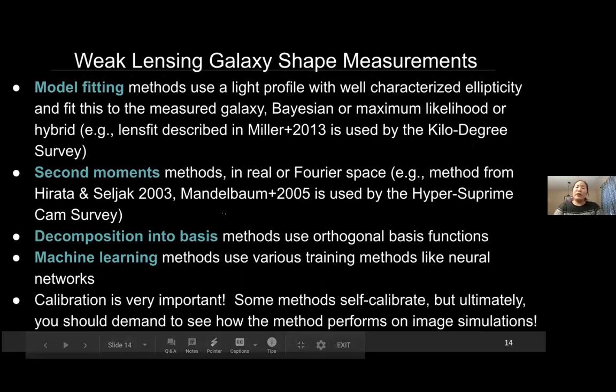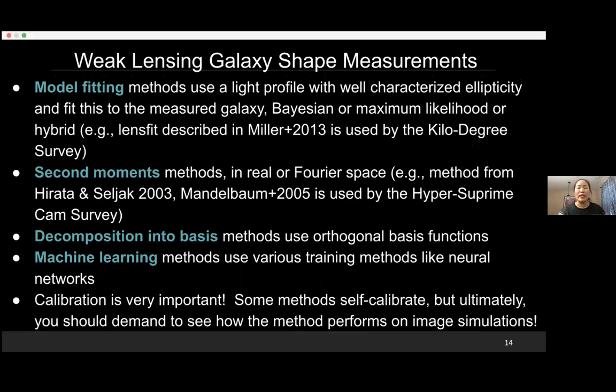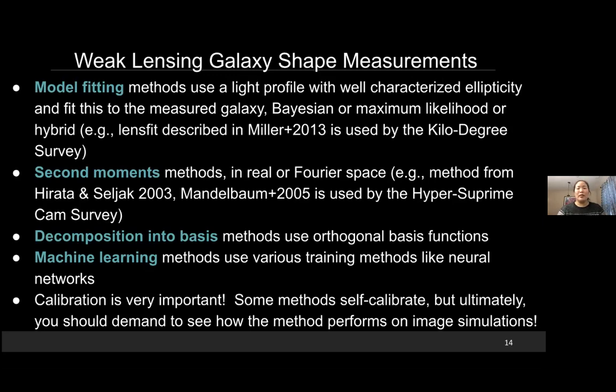And then the other important aspect of the galaxy shape measurement is what is the algorithm that you're using to actually measure the shape of your galaxy. And I've made some groupings here of different kinds of methods. It's a little bit artificial. Some of these are actually hybrid methods, but very roughly speaking, we have model fitting methods, and this uses a light profile with some sort of well-characterized ellipticity, and you make a fit to the actual measurements of the light profile of the galaxy.